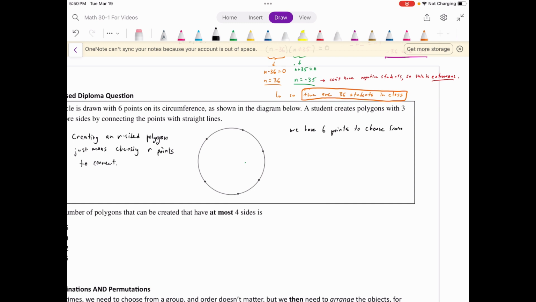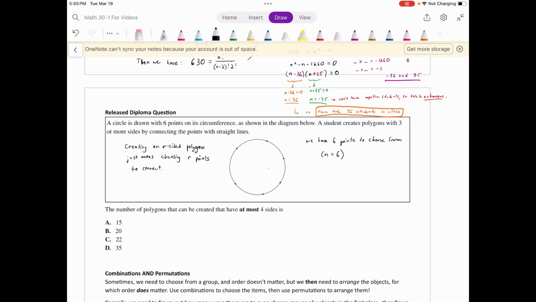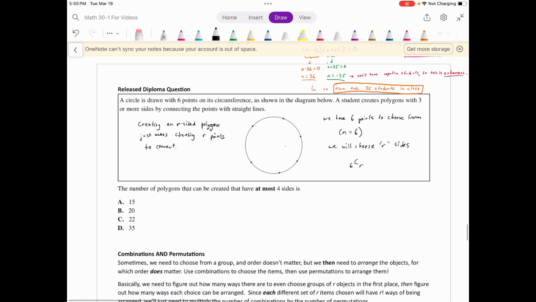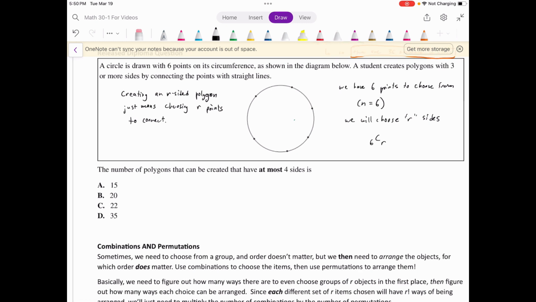So therefore, our n is just 6, right? And we will choose r sides. So really what we're doing here is just 6 choose r, and that will tell us how many ways there are to make an r-sided polygon. Now we were asked about the number of polygons that can be created that have at most 4 sides.